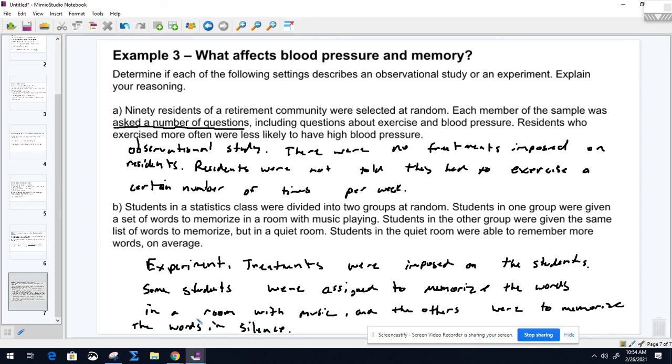Okay, so again, this is an experiment because treatments were imposed on the students. What were the 2 treatments? Some students were assigned to memorize the words in a room with music, and the others were assigned to memorize the words in silence. Later on in the year, we'll go through these types of experiments and we'll analyze the data.